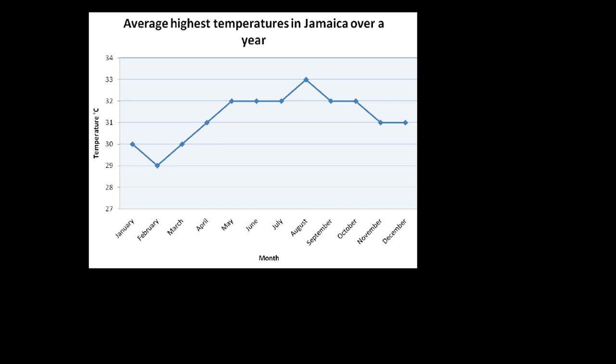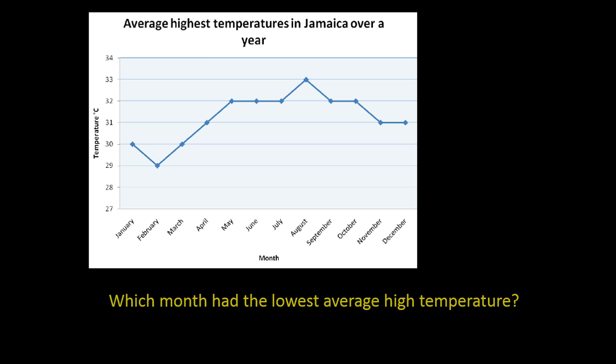And here's one more line graph. This one shows the temperature in Celsius for each of 12 months of a year in Jamaica. So let's take a look at this graph and see if we can answer some questions about it. The first question is, which month had the lowest average high temperature? Well, the lowest average high temperature happened in February. You can see that was about 29 degrees Celsius.